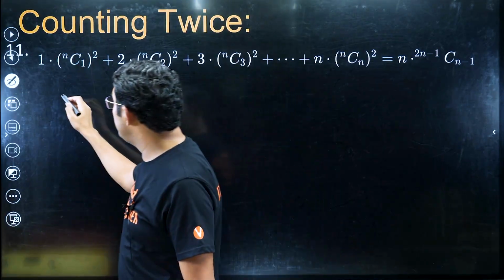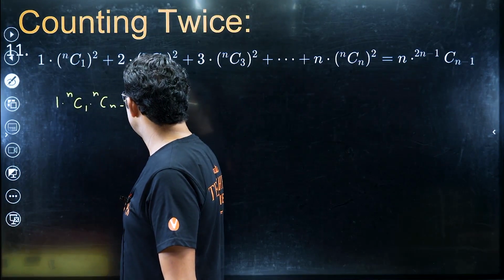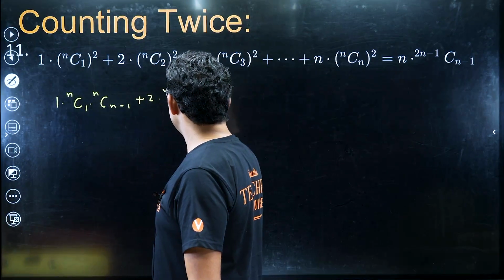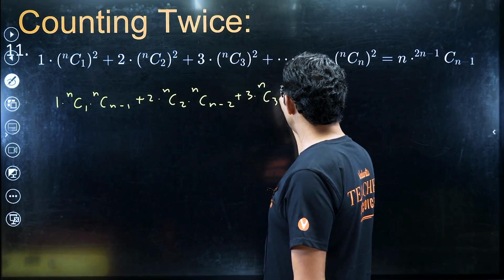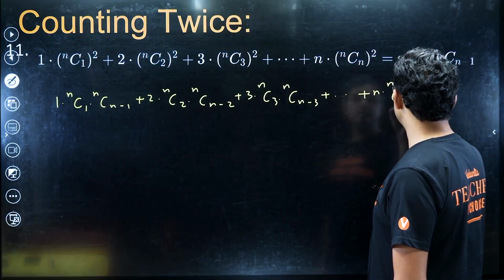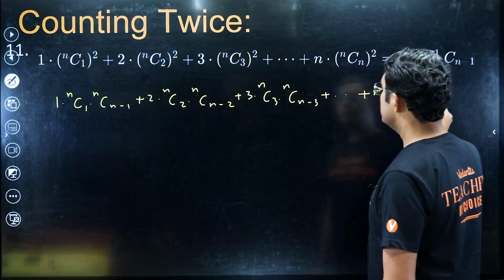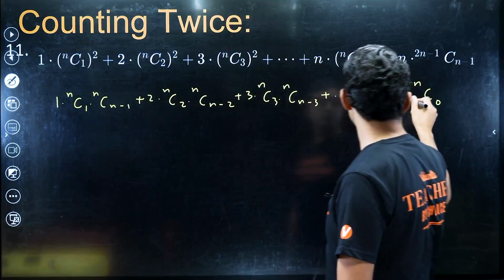So please see how we can do it. I think the first term I can write as 1 into NC1 into NCN minus 1. Then 2 into NC2 into NCN minus 2 plus 3 into NC3 into NCN minus 3 and so on. And the last term is n into NCN into NC0. I'll write NCN here and NC0 here. Okay, this is an increasing thing, so n here.